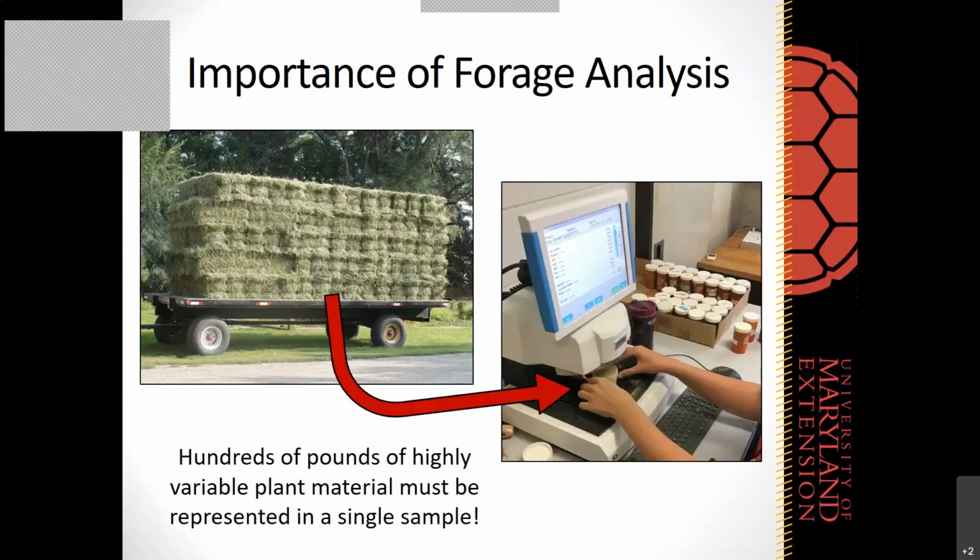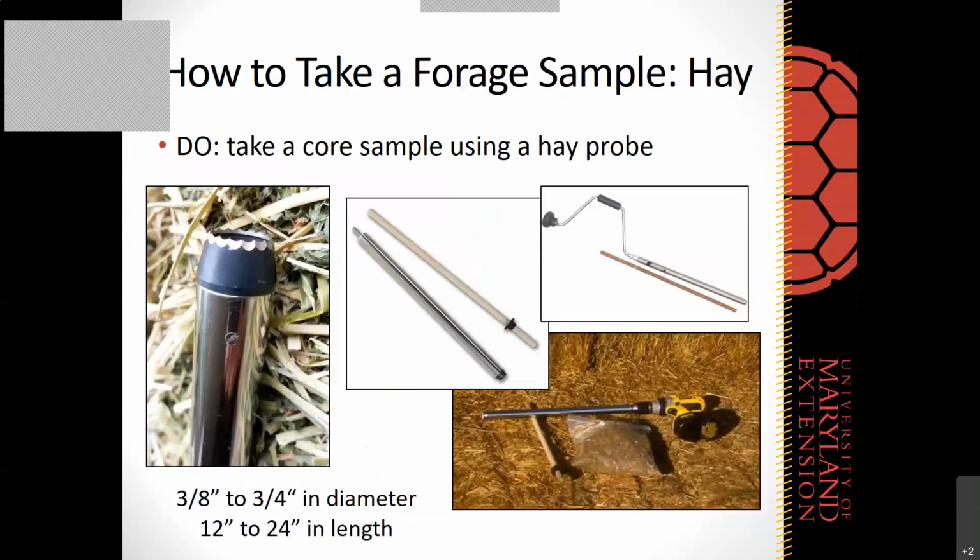So we have hundreds of pounds of plant material that's really variable, and it all must be represented in a single sample that the lab scans. So it's important that we're using a proper sampling technique. So we're going to talk a little bit about sampling technique and some do's and don'ts when you're actually going and taking a forage sample. The first thing, we'll focus on hay first, and then we'll talk about pasture after that.